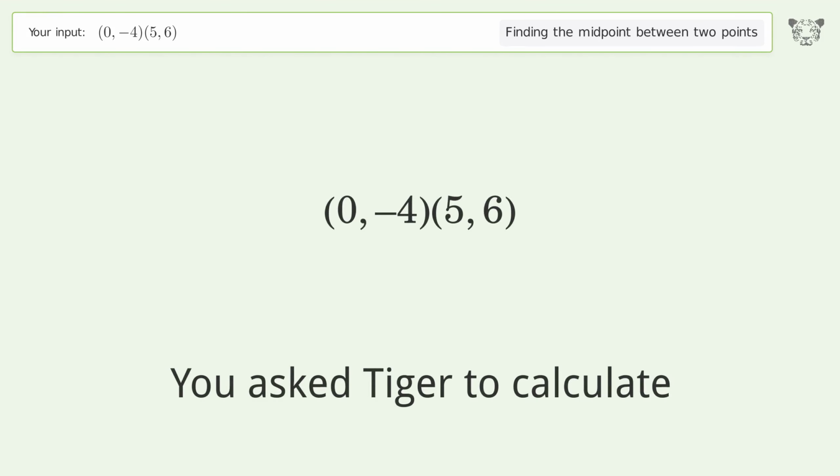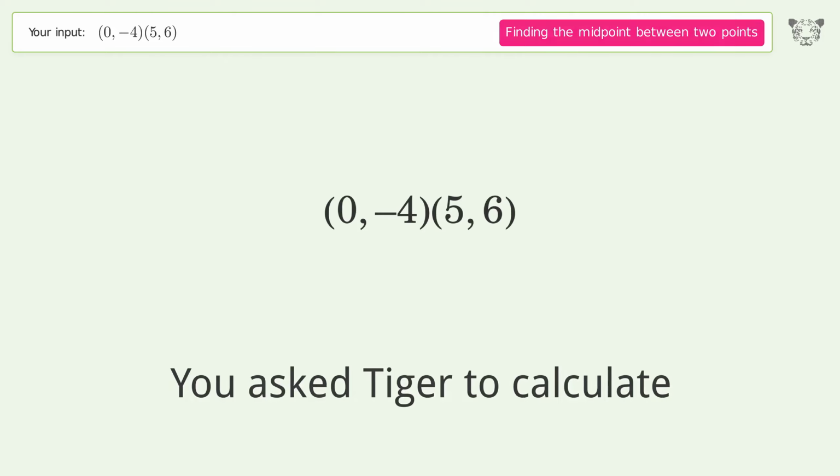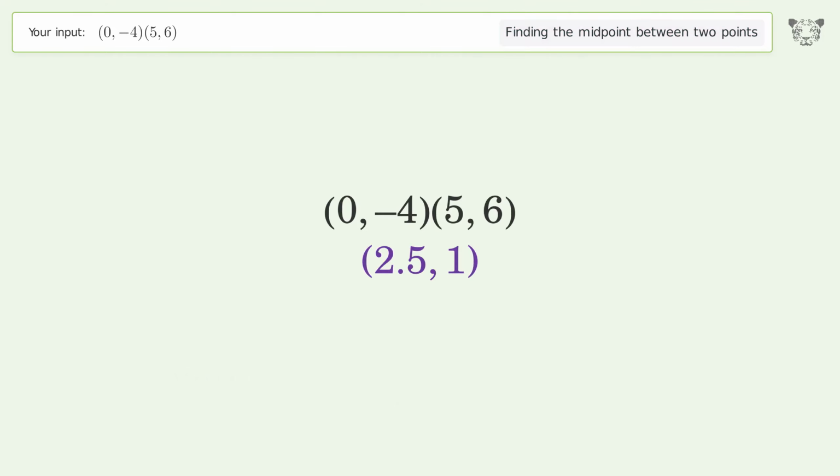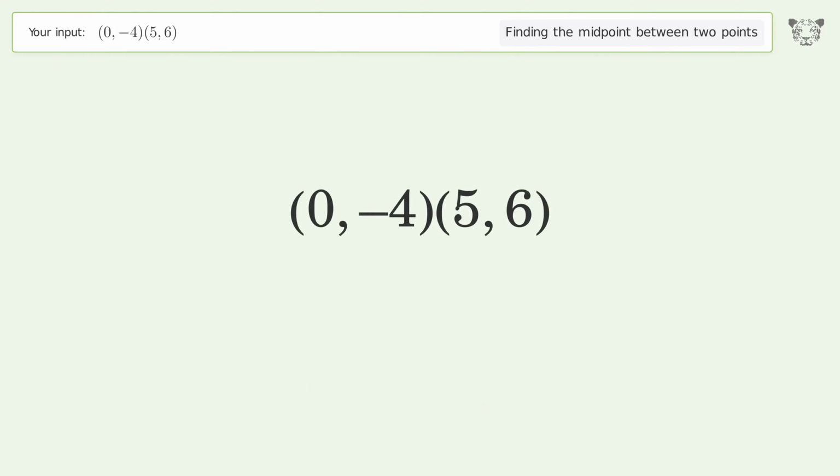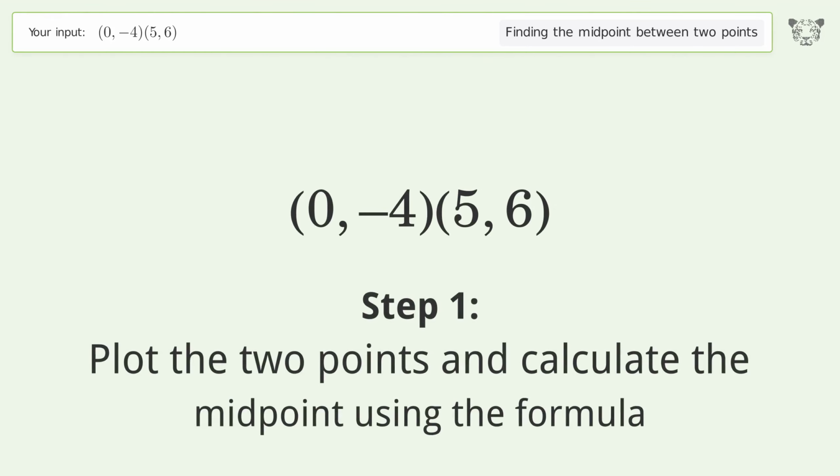You ask Tiger to calculate. This deals with finding the midpoint between 2 points. The midpoint between the 2 points is (2.5, 1). Let's solve it step by step. Plot the 2 points and calculate the midpoint using the formula.